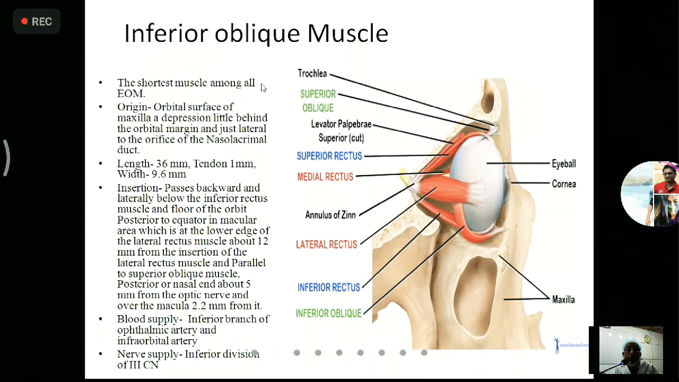We will just do the inferior oblique muscle, then stop. Later on, next lecture, we will continue. Inferior oblique muscle, it is the shortest muscle.